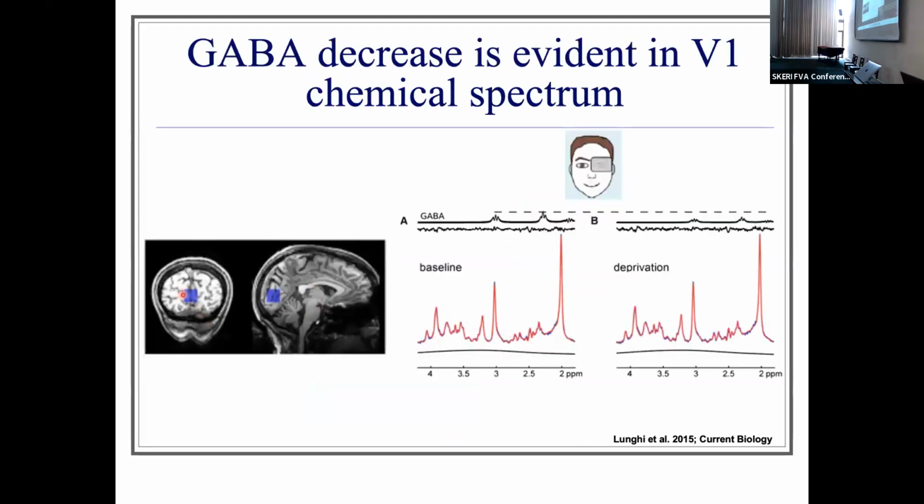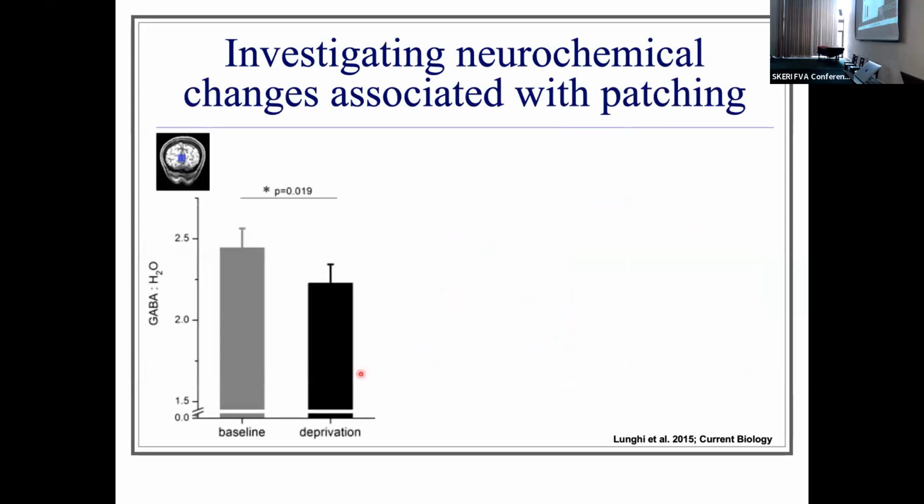So again, this is the voxel that we're taking from, and this is an example spectrum from probably our best subject. And what you can see is when we model the GABA from that spectrum, at baseline the amplitude of the GABA signal is considerably higher than we find after the deprivation. So in that subject, you can actually see this reduction of the GABA signal. So what happens over the population? Well, you can see when we look at the concentration of GABA at baseline, it's significantly higher than at deprivation.